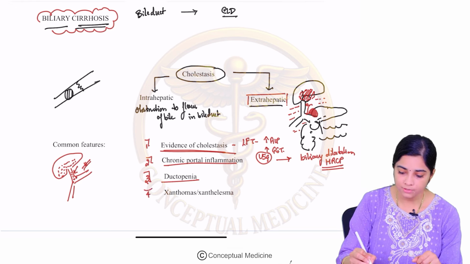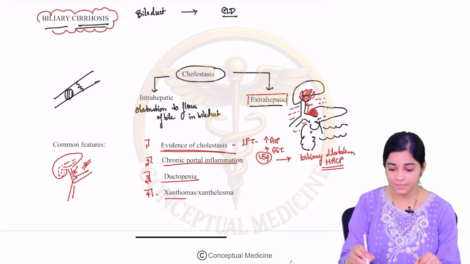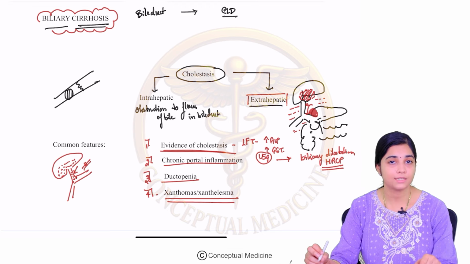The fourth common feature present in biliary cirrhosis is the presence of xanthomas and xanthelasmas.